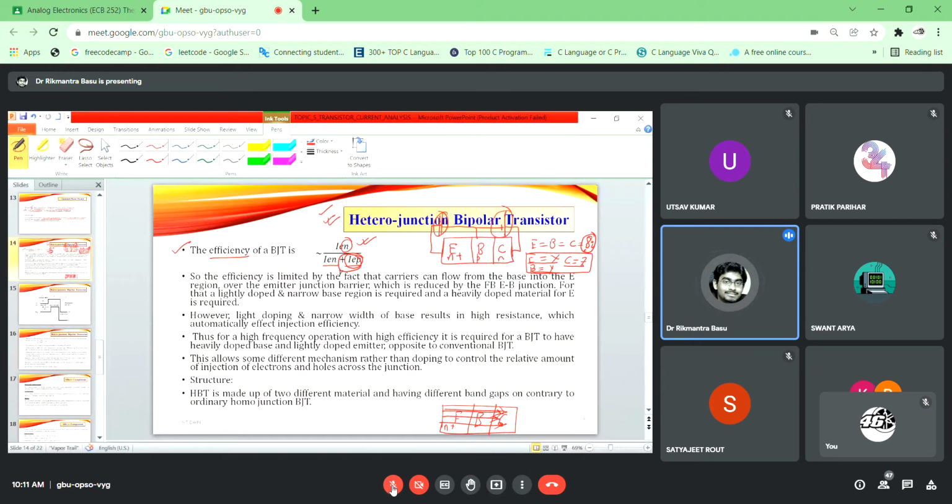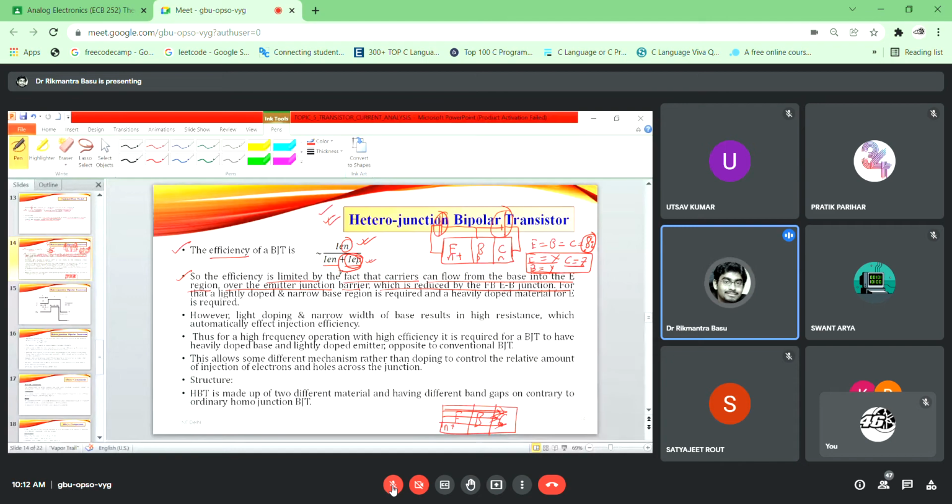So the focus of the design should always be achieving an injection efficiency of 1. The efficiency is limited by the fact that the carriers can flow from the base into the emitter region over the emitter junction barrier, which is reduced by the forward biased emitter base junction. It is limited because the electrons or carriers can flow from base to emitter region, which contributes to this minority component.